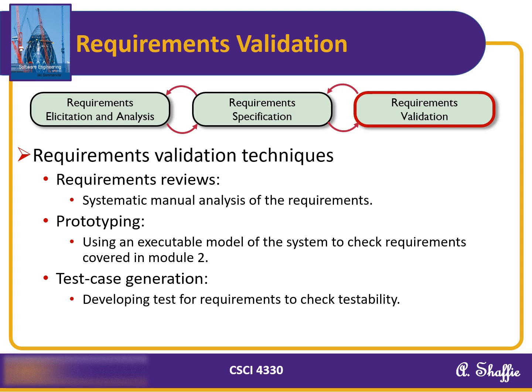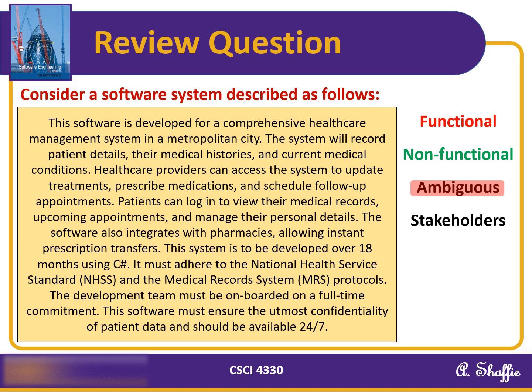So let's try to apply what we have learned today in the following review question. For this project description, identify the functional requirements, the non-functional requirements, and all ambiguous descriptions of the requirements, if any. Identify the project stakeholders. Let's pause the video for a moment, carefully read the software description, and try to list all the functional requirements, non-functional requirements, ambiguous requirements, and identify all stakeholders involved in this software.